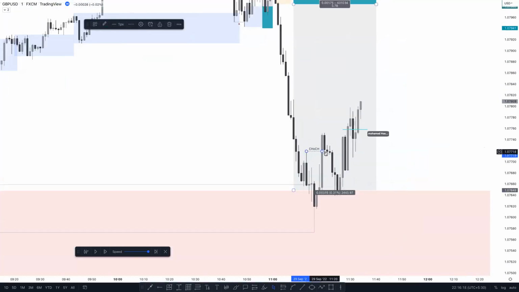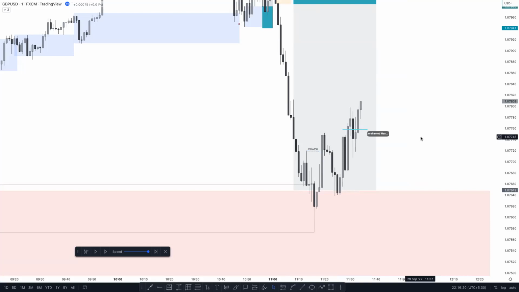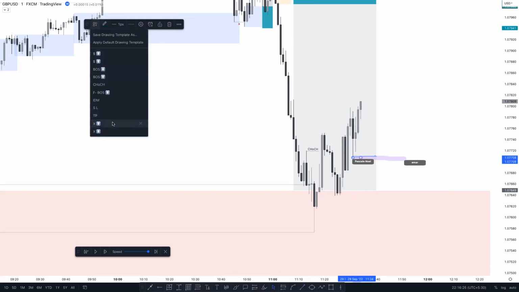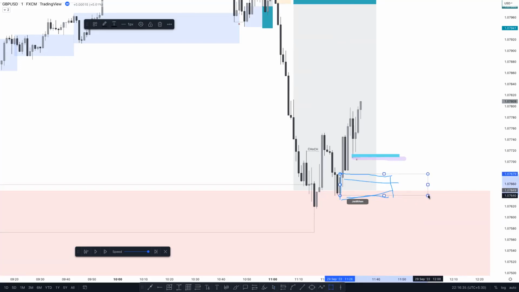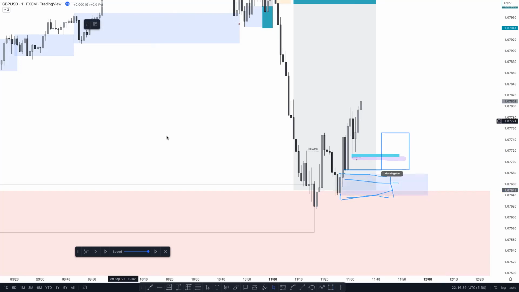So this is a change of character. After this change of character, where is our inducement? Inducement is here. Definitely, exactly. So this is an inducement. After taking out the inducement, when can we buy? Yes, this one looks valid, right? Actually, the main thing is the inducement.